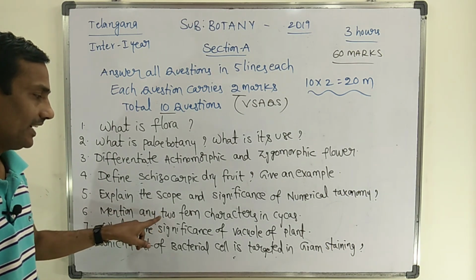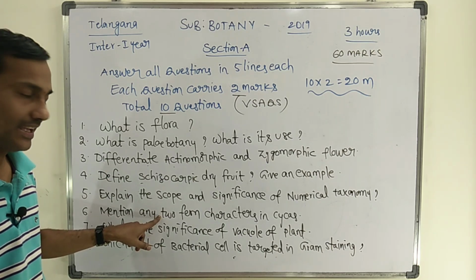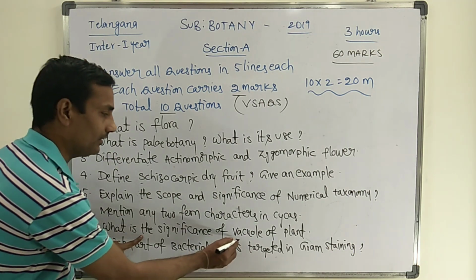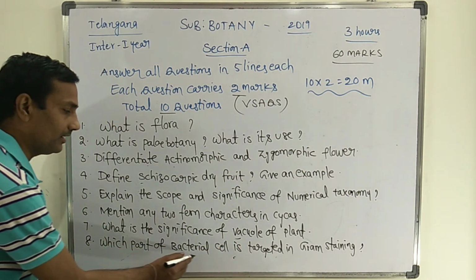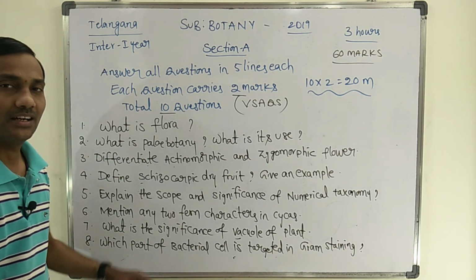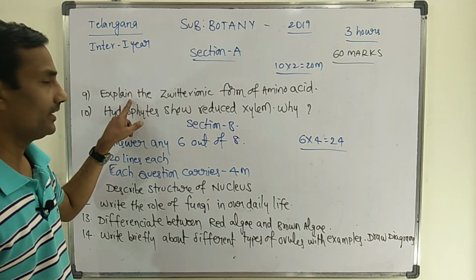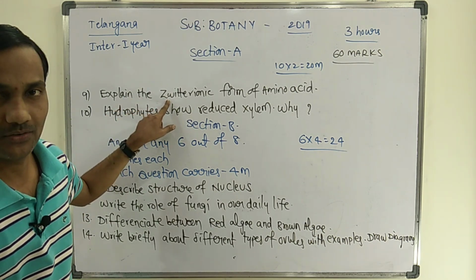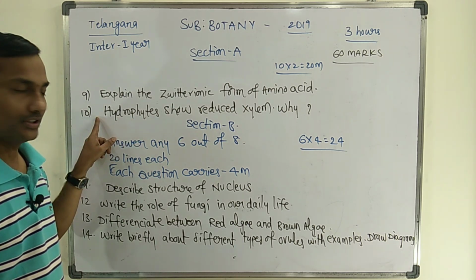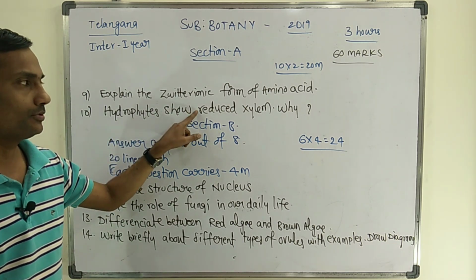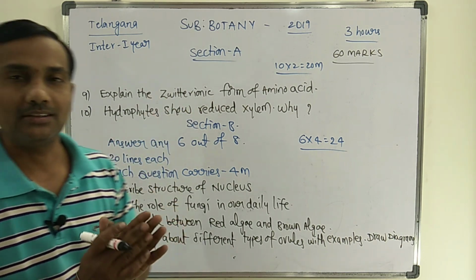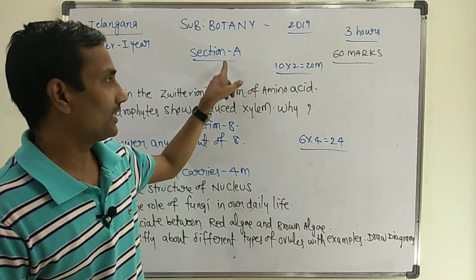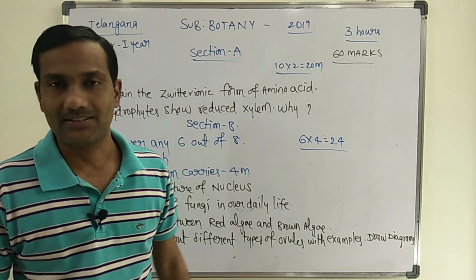Sixth question, mention any 2 fern characters found in cycas. Seventh, what is the significance of vacuole in a plant? Eighth, which part of the bacterial cell is targeted in the gram staining procedure? Ninth question, explain the zwitterionic form of amino acid. 10th question, hydrophytes show reduced xylem. Why? Total 10 questions are there. You have to write all 10 questions. That is section A. 10 into 2, 20 marks.